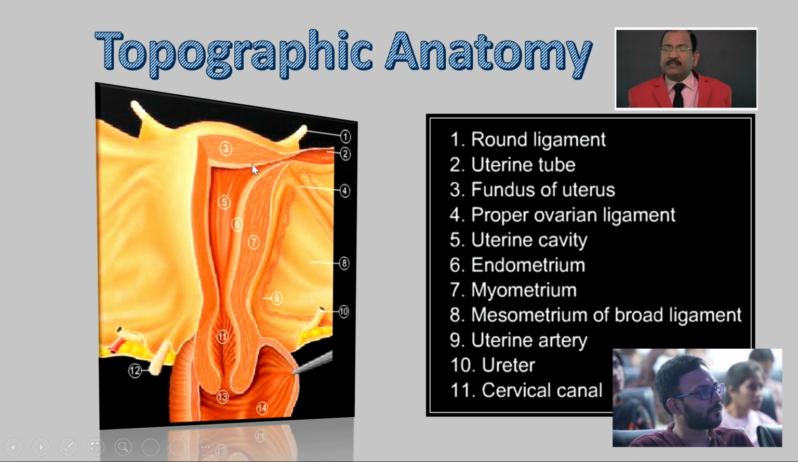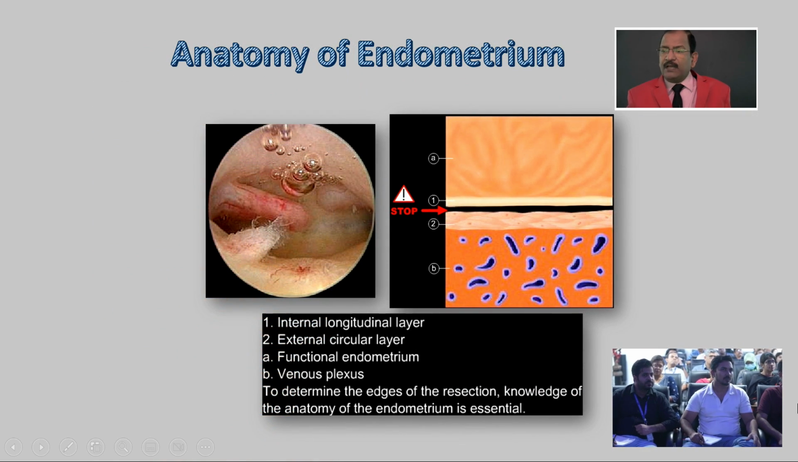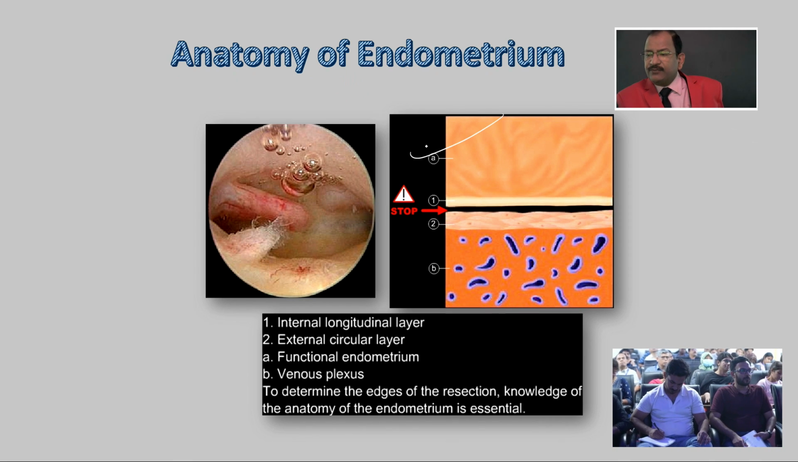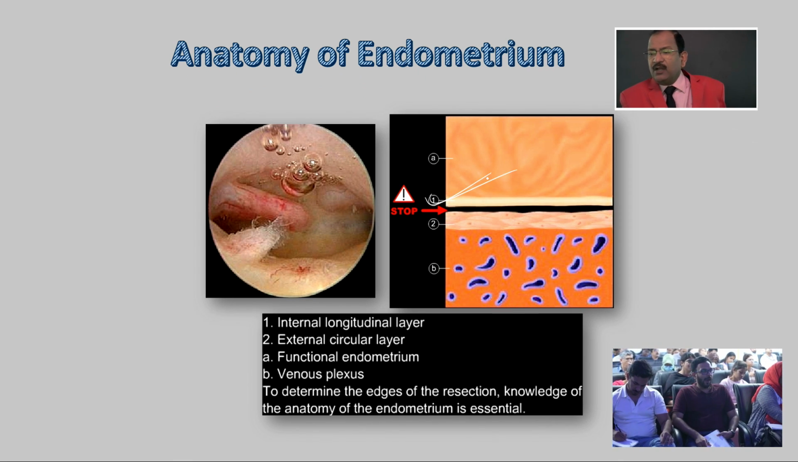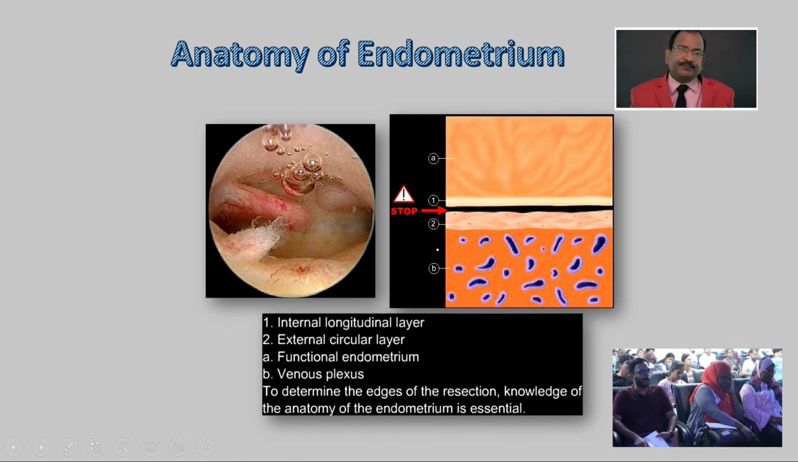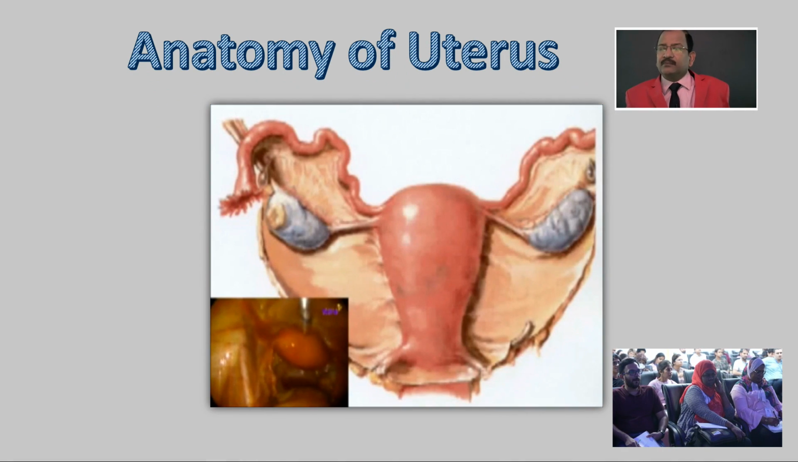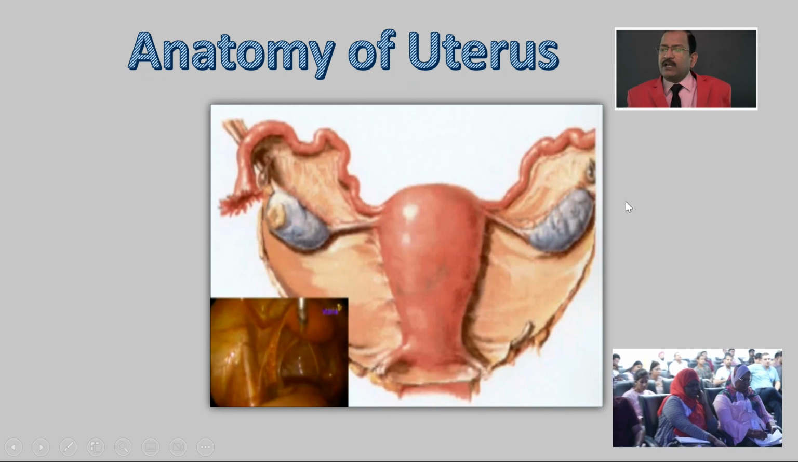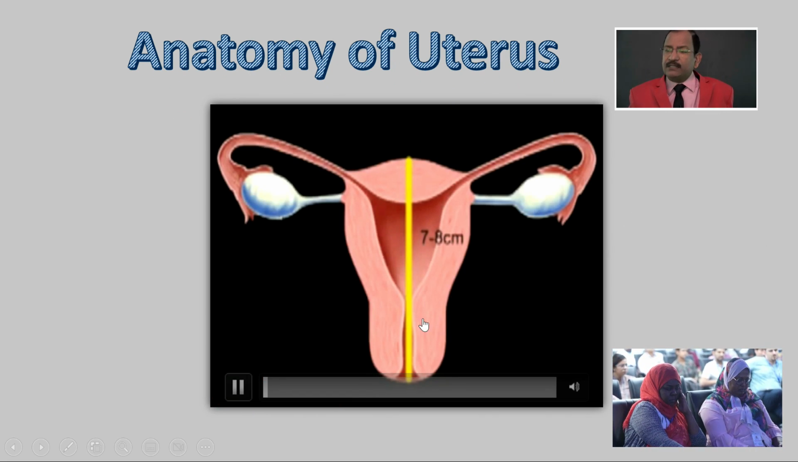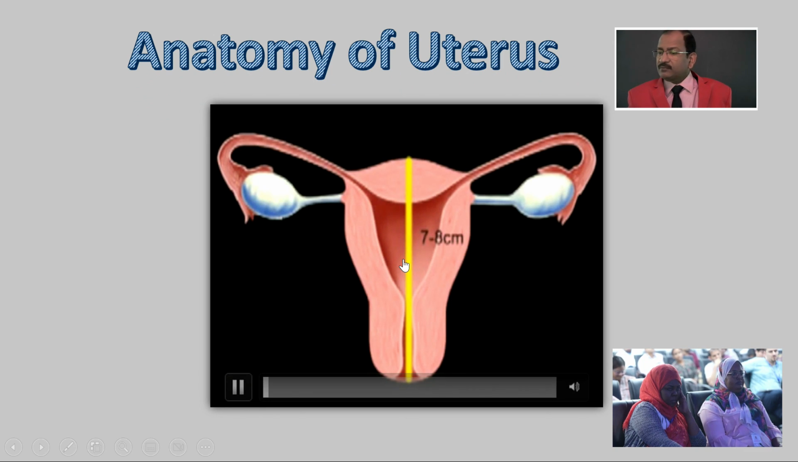Topographic anatomy: this is the uterine cavity, this is the internal os, this is the external os. These are the anatomy of the endometrium, which I have already discussed before: functional endometrium, internal longitudinal layer, outer circular layer and venous plexus. Anatomy of the uterus: the uterus is a solid organ which is surrounded by many structures and ligaments. Normal length is 7 to 8 centimeter. Width is 4 to 5 centimeter.